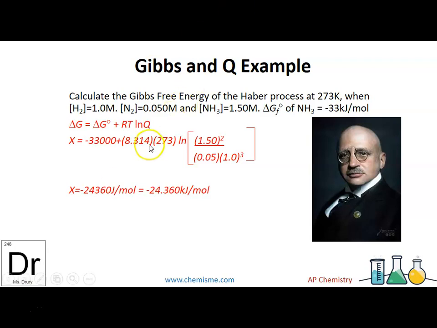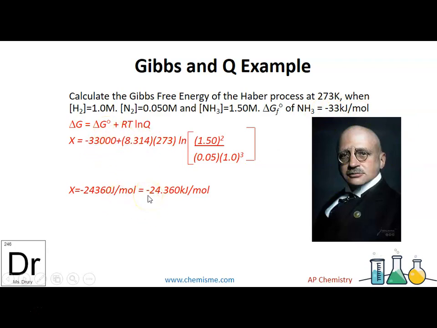Notice that 8.314 was in joules. So I changed this one to joules as well, and then I changed it back to kilojoules. That was probably unnecessary. What you could have done instead is kept it negative 33 and changed this 8.314 to kilojoules, so 0.008314, and then you would have stayed in kilojoules the whole time. But the point is that 8.314 is in joules. The number that was given is in kilojoules, so you've got to change it around a little bit so that they're the same unit.